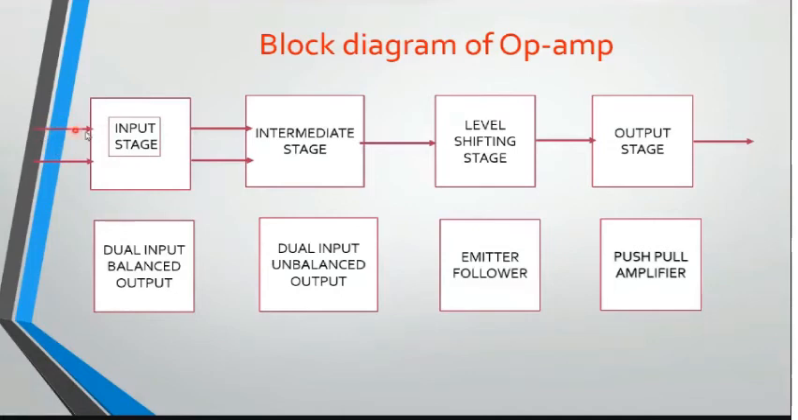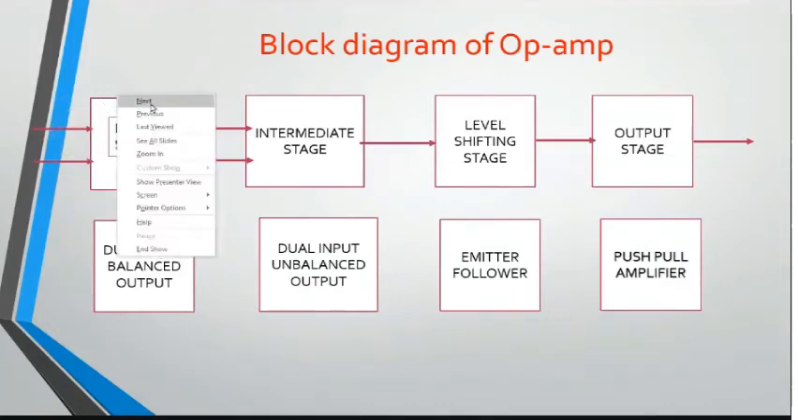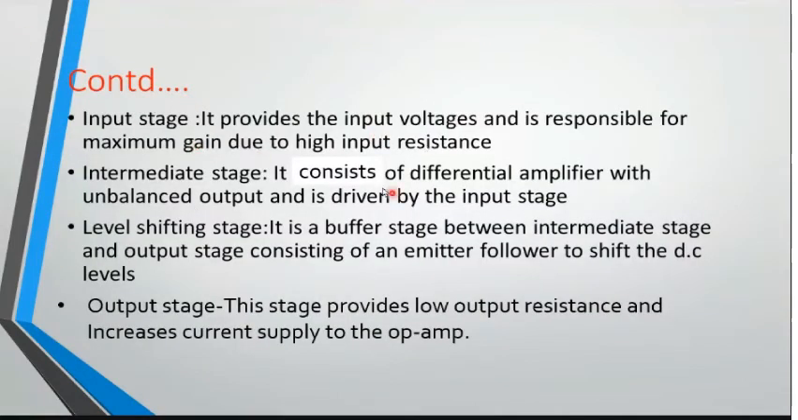Okay, so these are the high impedance stages and high impedance input where you are going to give the input voltage, and because of high input resistance, you'll get the maximum gain. Okay, so second stage, it is the intermediate stage. It consists of a differential amplifier with unbalanced output and is driven by the input stage.